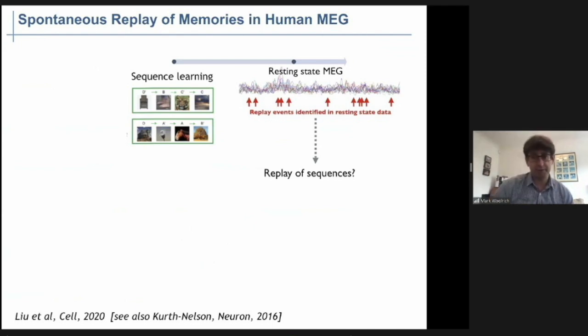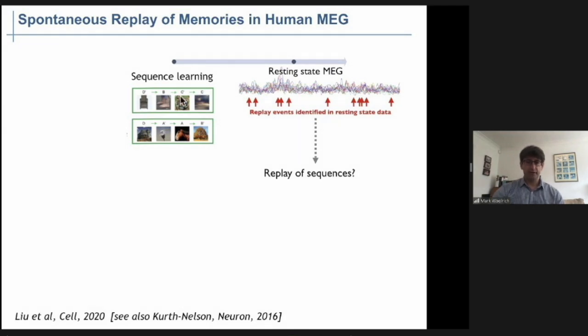Okay, so what's particularly interesting though for us is that recently it's been shown that you can measure replay of sequences in humans non-invasively using MEG. And this is work done by Zeb Kurth-Nelson and more recently Yunzhe Liu as part of Ray Dolan and Tim Behrens' groups. And what they did was not have people running around an environment. They instead had them sitting in the MEG scanner and observing or basically learning sequences of visual images.